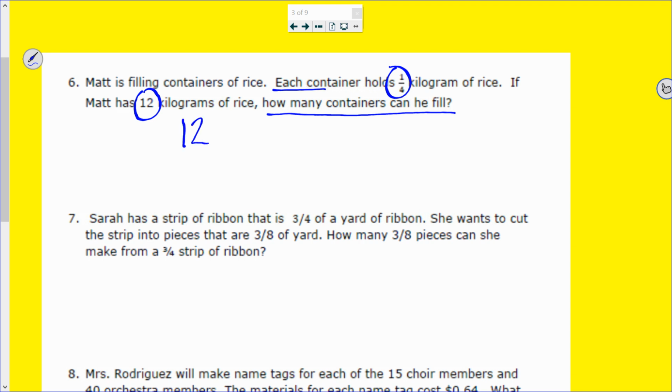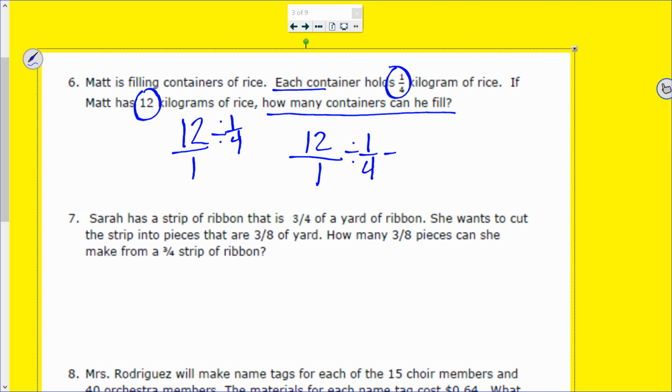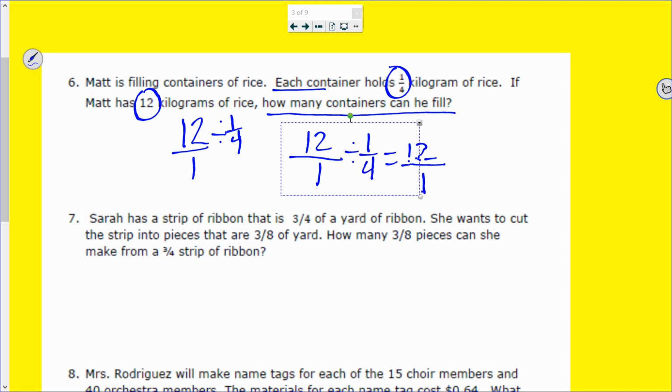So your problem is 12 divided by 1/4. Important to remember, whole numbers go over 1, so you get 12/1 divided by 1/4, which then becomes 12/1 times 4/1, which gives you 48 containers.